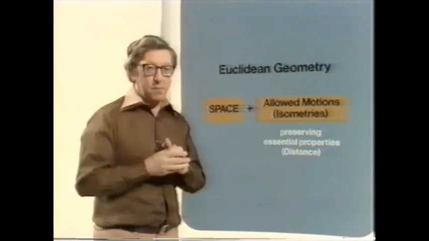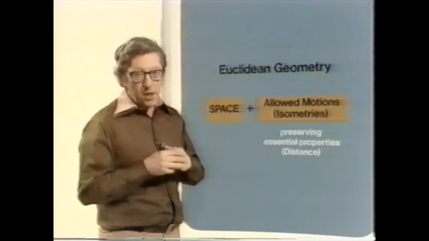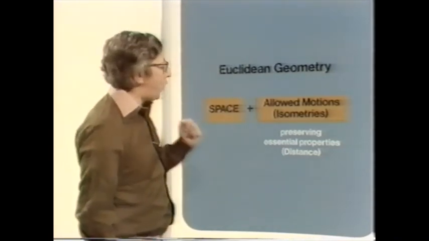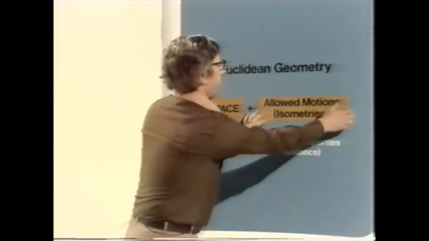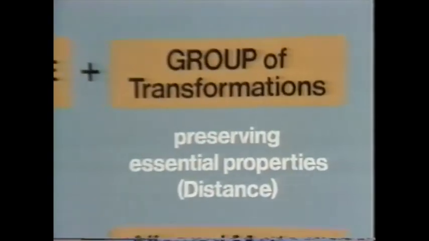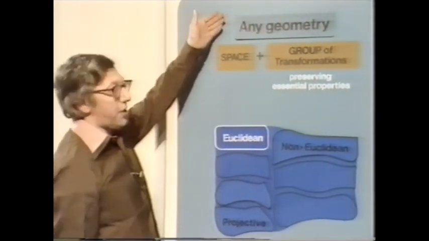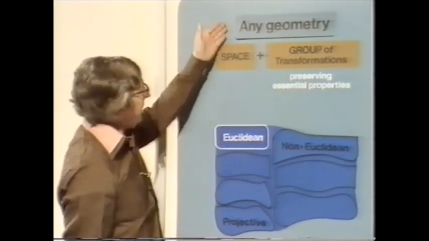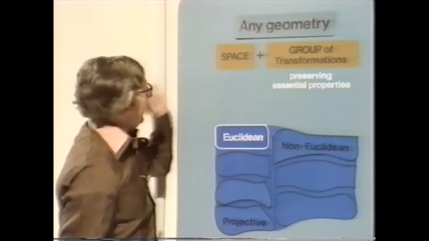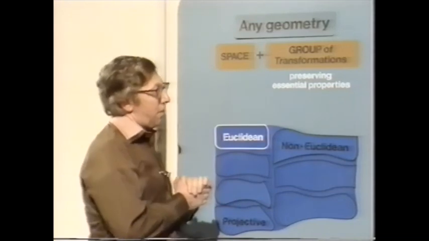Well, this unified approach is due to a 19th century mathematician called Felix Klein. He noticed that this collection formed a well-defined mathematical object. In fact, it formed a group of transformations. And using this idea, he was able to achieve a unification of geometry by saying that any geometry, now not just R3, any geometry consisted of a space plus a group of transformations which preserve essential properties.